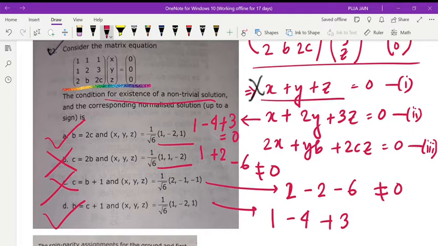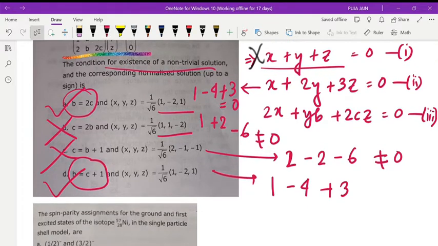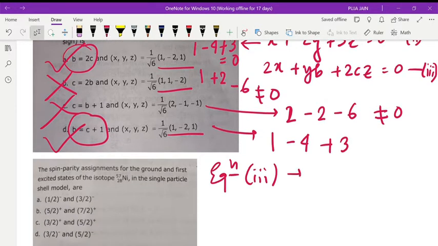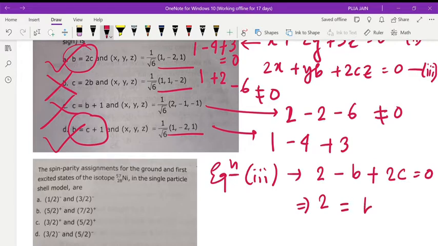Now there is a relation between them. Let's see. We got the values of x, y, z as 1, minus 2 and 1. So now we will substitute these values. You see here in equation number 3, substituting the values of x, y, z as 1, minus 2 and 1, equation number 3 we can write as 2 minus b plus 2c equals 0, which gives us 2 equals b minus 2c. This is one relation we are getting.